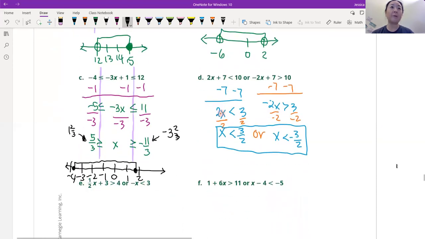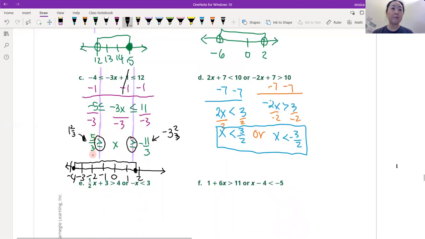All right, so here we have letter C. We have a few more things to do here. So we're going to subtract 1 on all 3 sides. And then we get, so our 1's cancel out. So we just get -4 minus 1 is -5, is less than or equal to -3x, which is less than or equal to 11. And then from here, we're dividing by a negative number. So notice right here, we did switch them. So they are now switched to the other way, right?